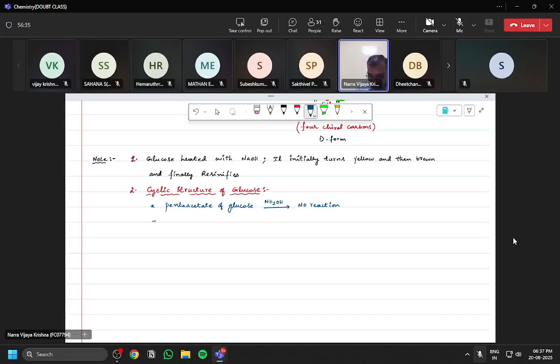Next, glucose fails to give the test with Brady's reagent and fails the Schiff's test. Glucose fails to give the test with Schiff's base or Schiff's reagent. Para-rosaniline, I will show what the Schiff's test is.